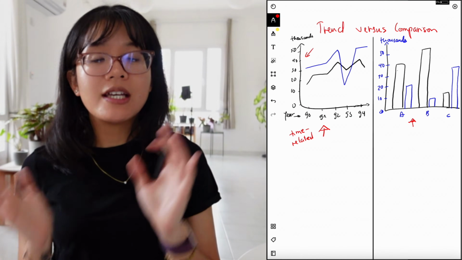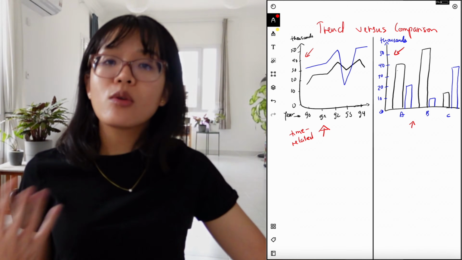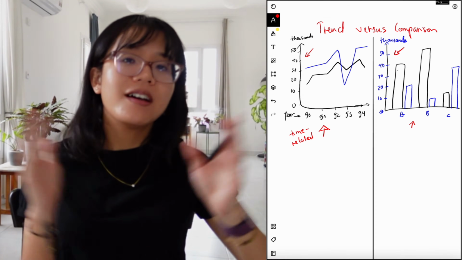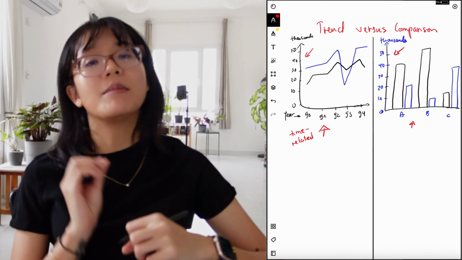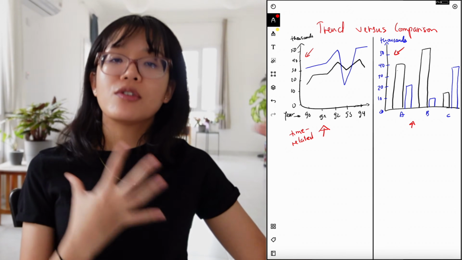We have 3 different elements. We have A, B, and C. And on the y-axis, of course, we have the numbers. Again, sometimes it can be percentage. In this case, it is 1,000. So we have from 10 to 50,000.